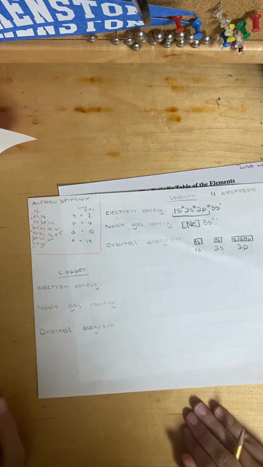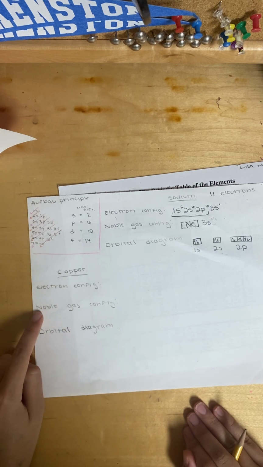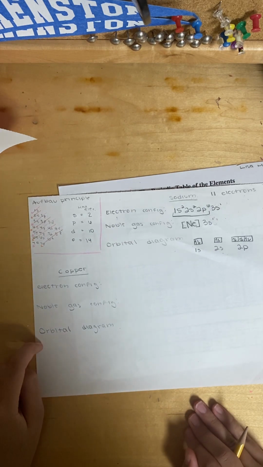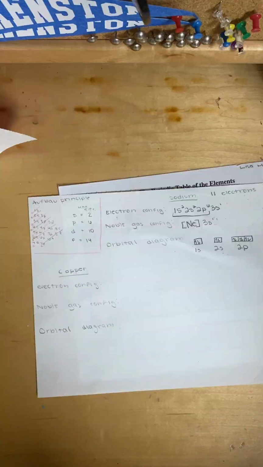So go ahead and try the electron configuration, the noble gas configuration, and the orbital diagram for copper, and we'll see how you did.